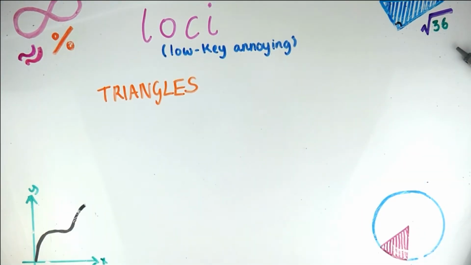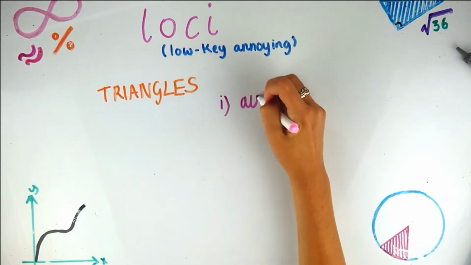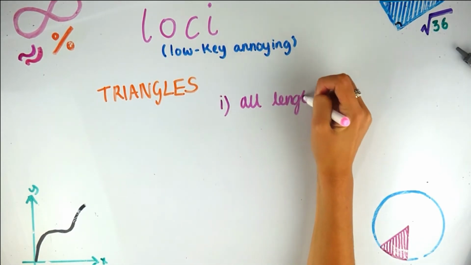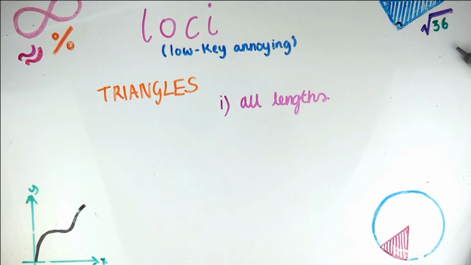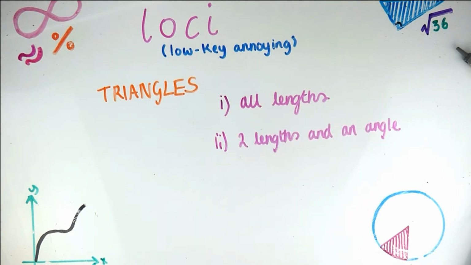There are 2 types they will ask you to construct. Either it will give you the first type, all lengths. They want you to create a triangle and it'll give you 3 specified lengths, and you have to make that. Or it'll give you 2 lengths and an angle. So either it gives you the 3 lengths to construct a triangle, or it'll give you 2 of the lengths and an angle.